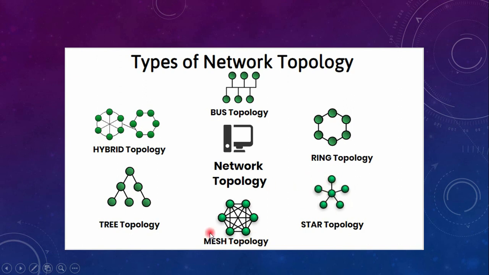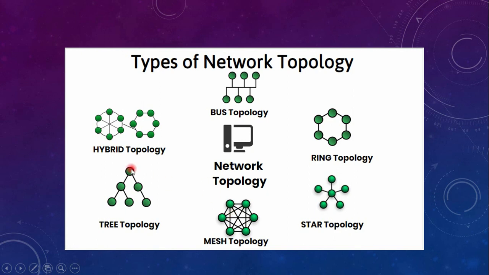Talking about the mesh topology, you can see that all the computers or systems are interconnected to each other. For example, over here, if A wants to communicate with B, it has to send the data from A to the server or main computer and then back to B. Over here also, if this computer wants to transfer data to that computer, it will be processed through all the computers. But in mesh topology, everything is interconnected so that they can communicate with each other.